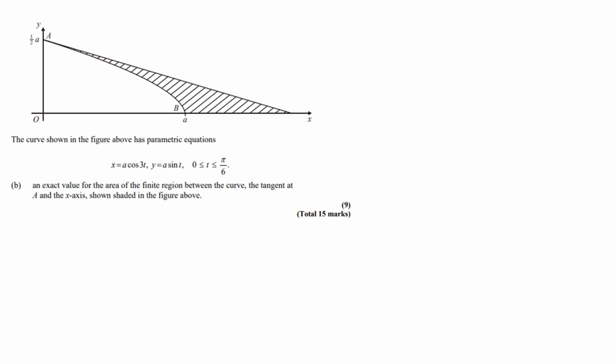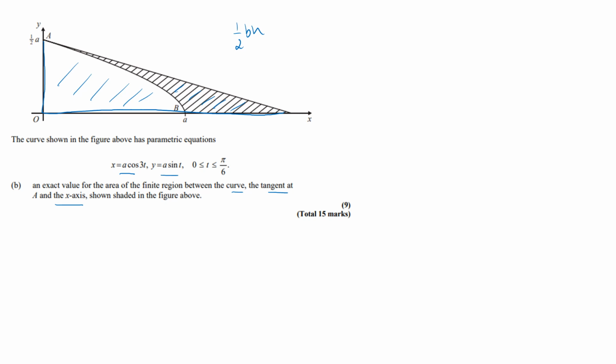So let's have a look at part B. We're being asked to find the area of this finite region between the curve, the tangent, and the x-axis. Now, in order to do that, we're going to find the area of the triangle. We're going to do half base times height, and then we're going to take away the area under the curve, and we've got the curve given parametrically, so we're going to do parametric integration and take that away.